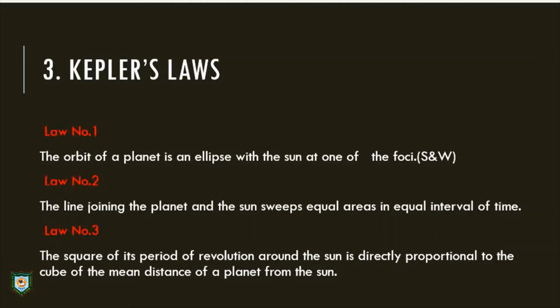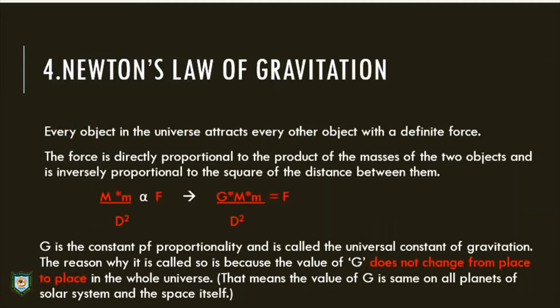The law number three from Kepler's laws is the most important one, which we are going to use in order to understand Newton's law of gravitation. Now Newton states that every object in the universe attracts every other object with a definite force. That means if, let's say, I have two balls in the same room, they both have some masses. We know because whenever we pick up any kind of ball, we feel the weight on our hands. So every object in the universe attracts every other object with a definite force.